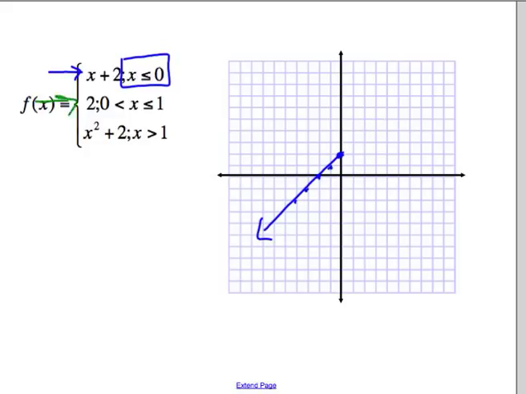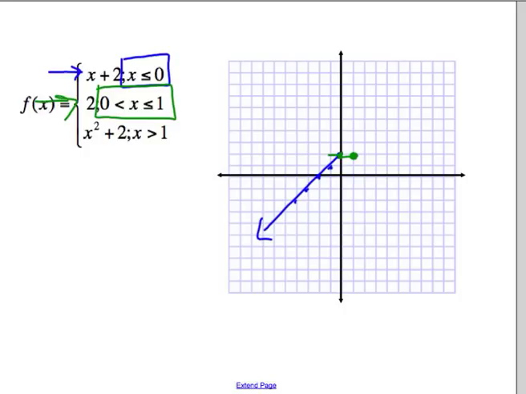Now we'll graph y equals 2. That's going to be a horizontal line. But I only want that one from 0 to 1. So from 0 to 1, which means I'm going to have to erase everything else. Let's just redraw that part in.